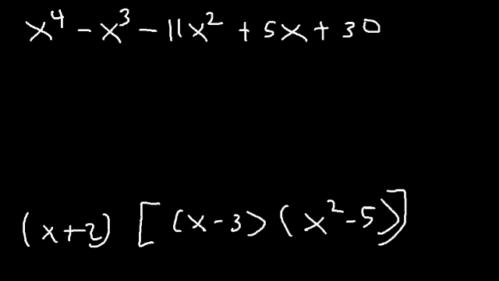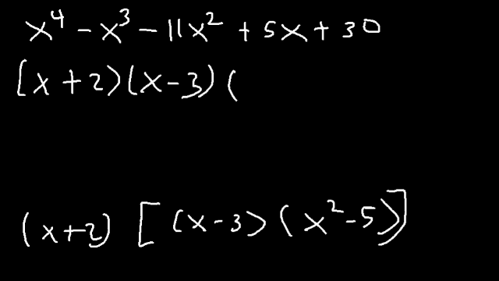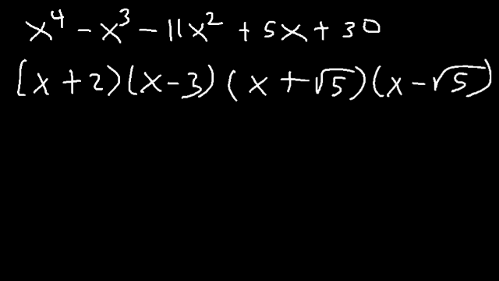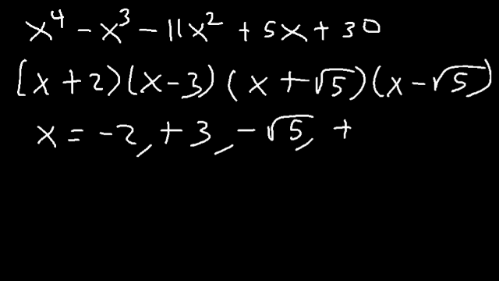Now we could factor x squared minus 5. So our final answer is x plus 2 times x minus 3. And using the difference of squares technique, it's x plus radical 5 times x minus radical 5. So therefore, there's 4 real answers: negative 2, positive 3, negative square root 5, and positive square root 5.